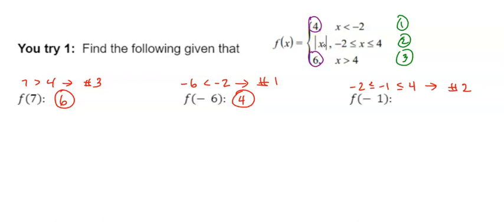So if I'm evaluating this function at -1, as I'm using that second piece, I'm taking the absolute value of -1. I'm replacing that x that's inside with the -1. Well, the absolute value of any negative number is its positive counterpart. The absolute value of -1 is +1. The value of my function at -1 is equal to 1.